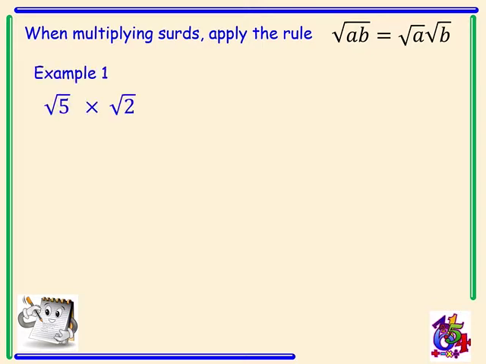Example 1. Root 5 times root 2. So they're separate surds at the moment, but we can rewrite this as the square root of 5 times 2, which is root 10.